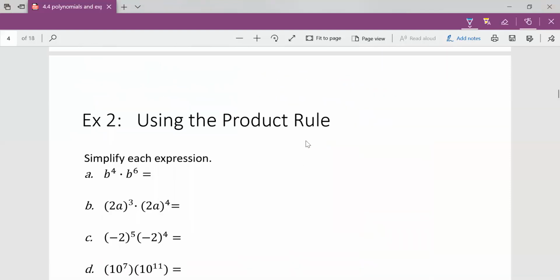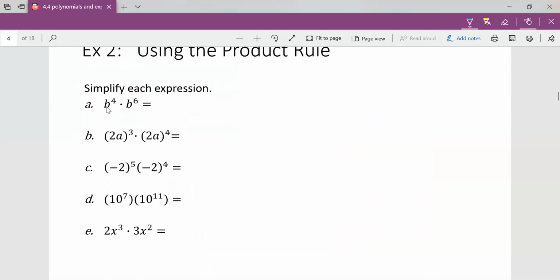All right, so let's try some examples. b to the 4th times b to the 6th is the same as b to the 4 plus 6, which is b to the 10. Okay, now this next one, notice inside the parentheses, the 2a are exactly the same. Because they have the same base, we can just add our exponents of 3 plus 4, which means my base is 2a, and 3 plus 4 is 7. So 2a to the 7th.